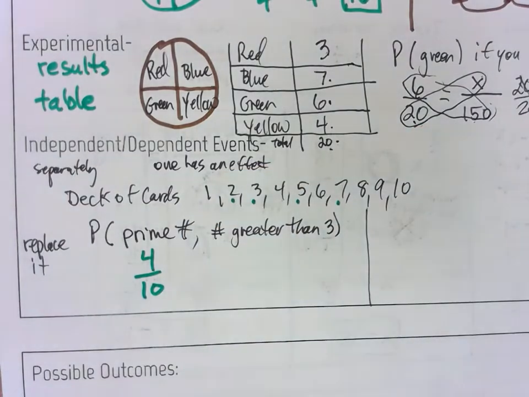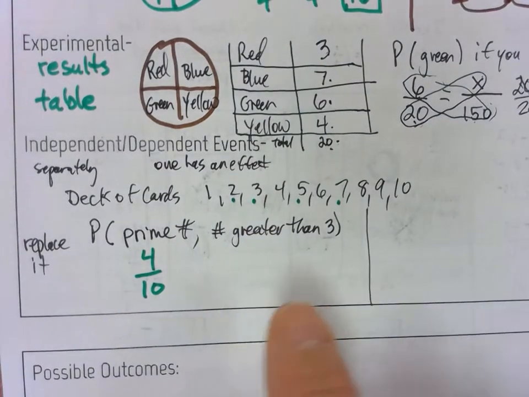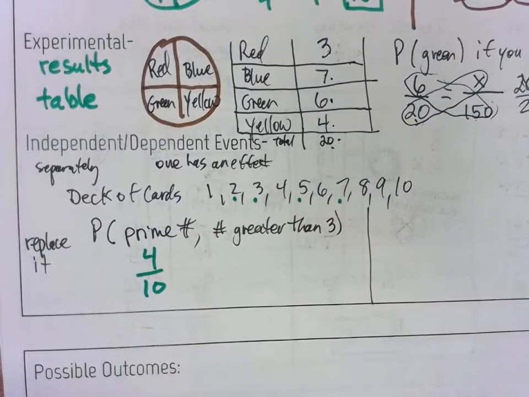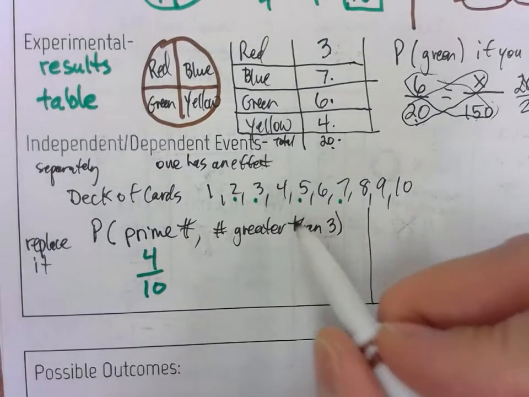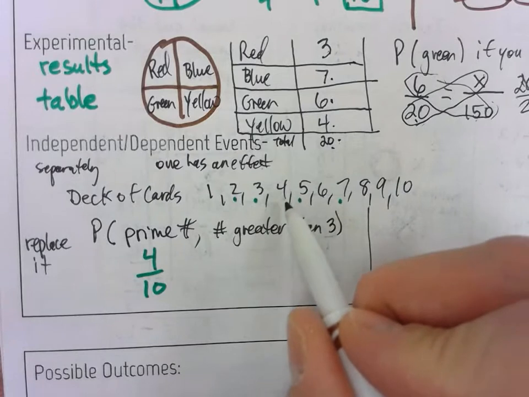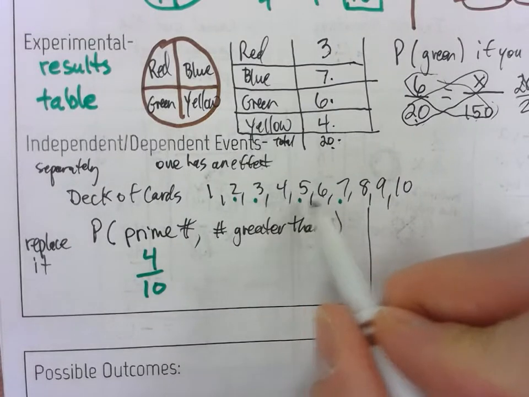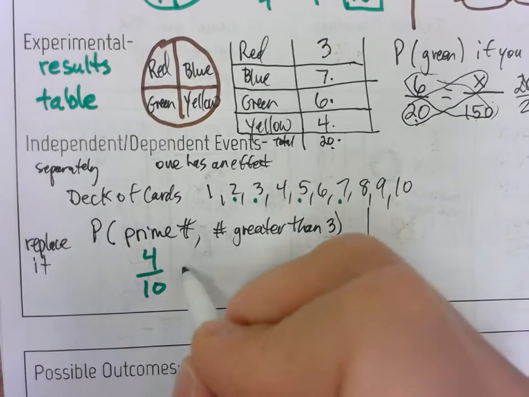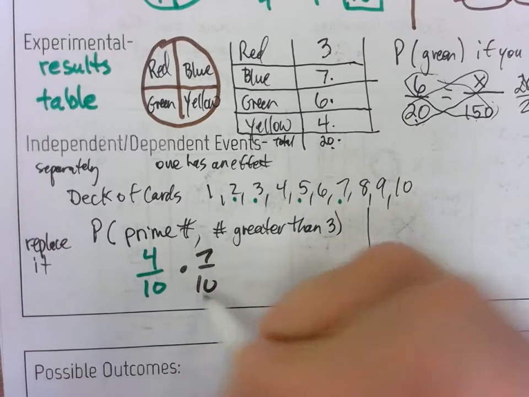So let's pretend you reached in there and pulled out a prime number, and then you're going to replace it and put it back in there. So for the next question, all 10 of the numbers are going to be in there. Then what's the probability of getting a number that's greater than 3? The numbers greater than 3 are 4, 5, 6, 7, 8, 9, 10. So that's 7 out of 10.